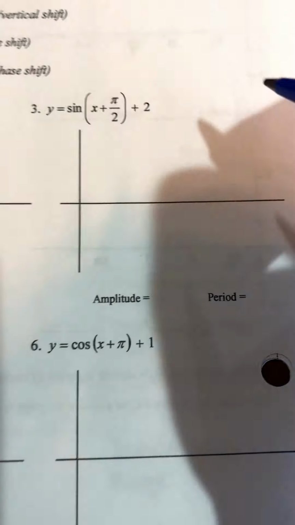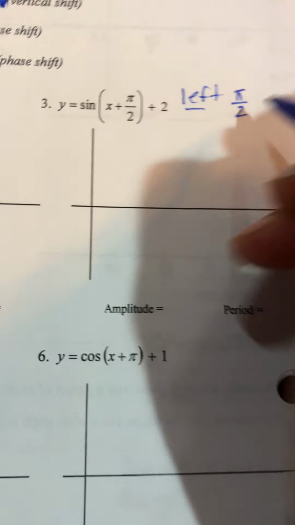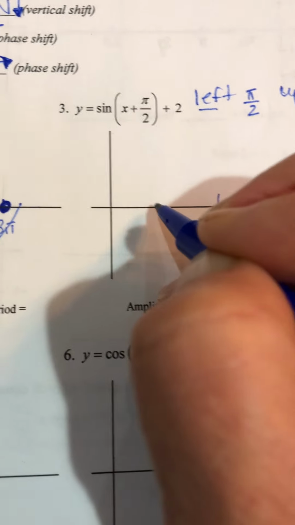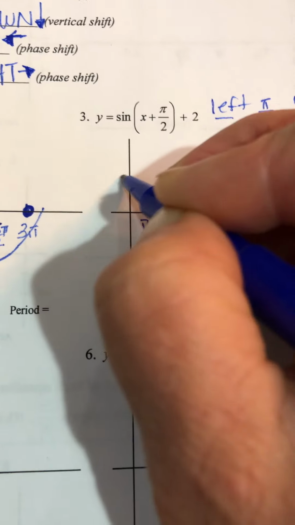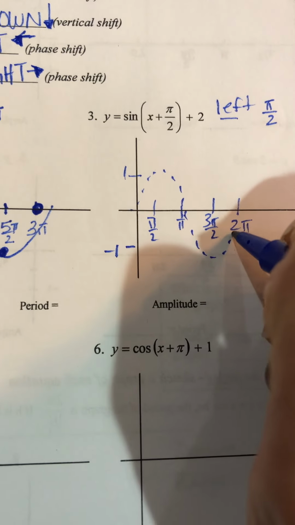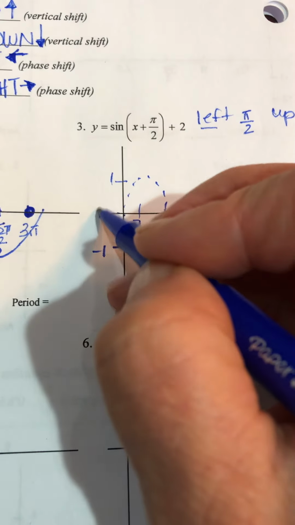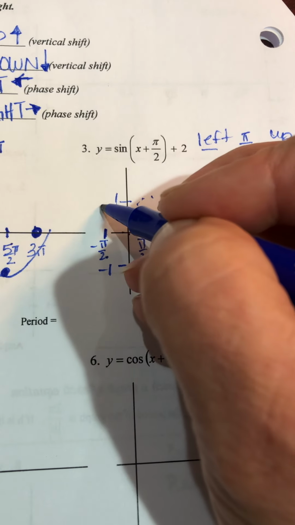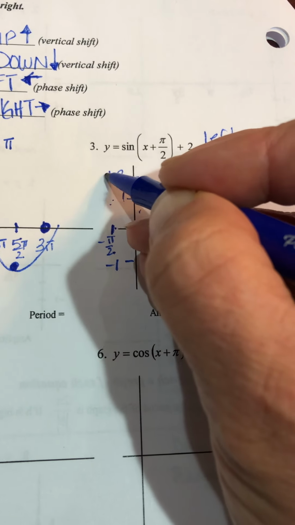Here's our combo move. This one here is telling me left pi over 2 and then up 2. So again, I'll start with my basic tick marks, pi over 2, pi, 3 pi over 2, 2 pi, starting with my 1 and negative 1. Here's my sine wave. And this is optional, by the way, to dot in the sine wave, but I find it helpful. So now I'm going to take every ordered pair, left pi over 2, might as well label it, and then up 2. So left here, 1 click, and then up 2 clicks.